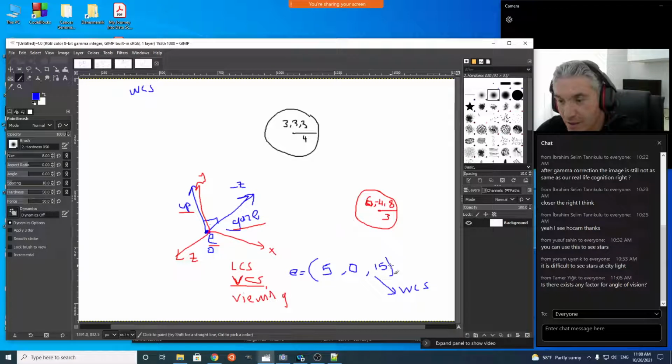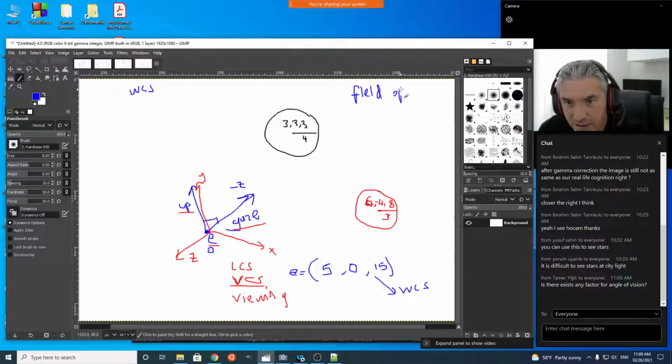So you see how the angle of vision is a factor that exists to indicate this is not the entire camera. We didn't place the image plane yet. So this angle of vision is also called the field of view angle.